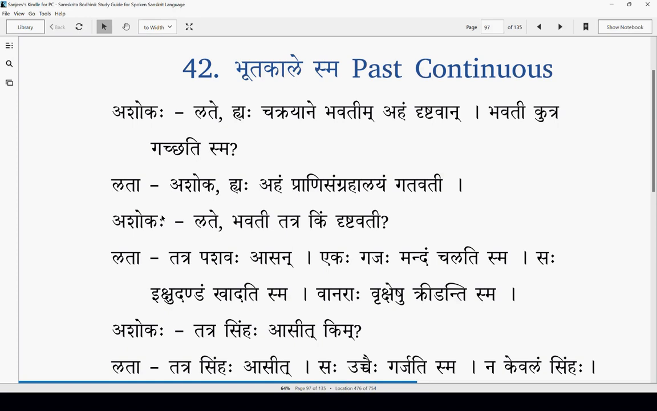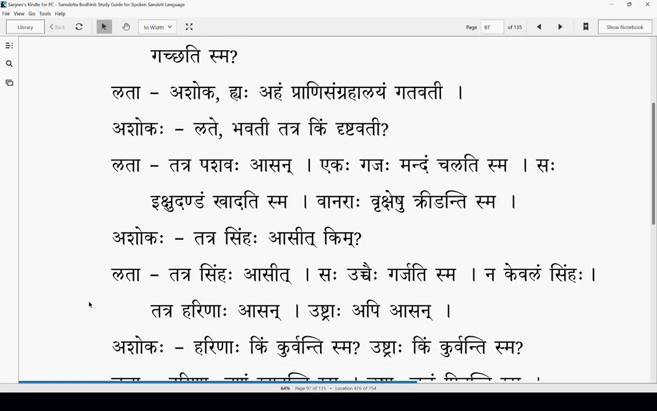One elephant was walking slowly, and then Saha Ikshudandam Khadati Sma. Here Ikshudandaha means sugarcane. He was eating sugarcane. Vanaraha Vrukshayeshu Kridanti Sma. They are playing in the trees.